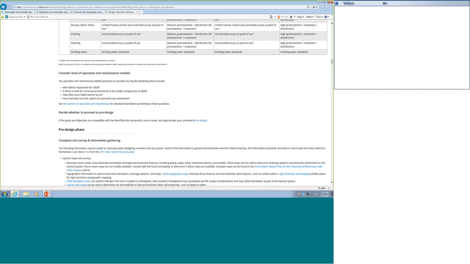And then another key element to consider at the beginning for feasibility is what level of operation and maintenance is needed? Who's going to be responsible? Do we need a licensed professional to do any of the O&M in the future? How often do we need to do it? And how intensely does the system need to be operated and maintained? I think we can design a lot of really great harvesting use systems, but at the very beginning of the project, this should be one of the first conversations to figure out who's going to be responsible.